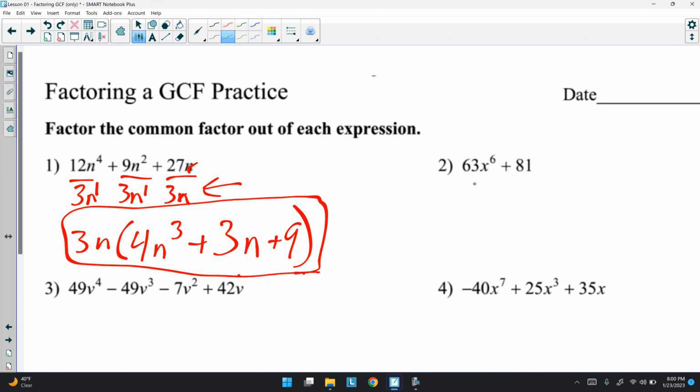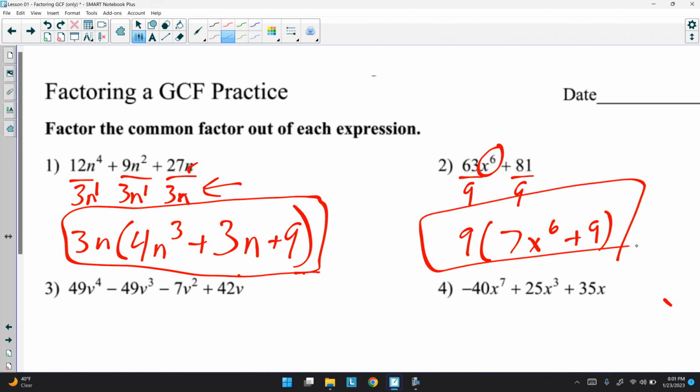I don't know. Anyway, greatest common factor here would be a 9. Not an X, because we don't see an X over here. So it's just going to, oh, I hit the eraser, didn't I? So 9, 63 divided by 9 is 7. Then you just bring the X to the 6. 81 divided by 9 is 9. There we go. So that's about it. That's the greatest common factor. I think using the division lines helps out.